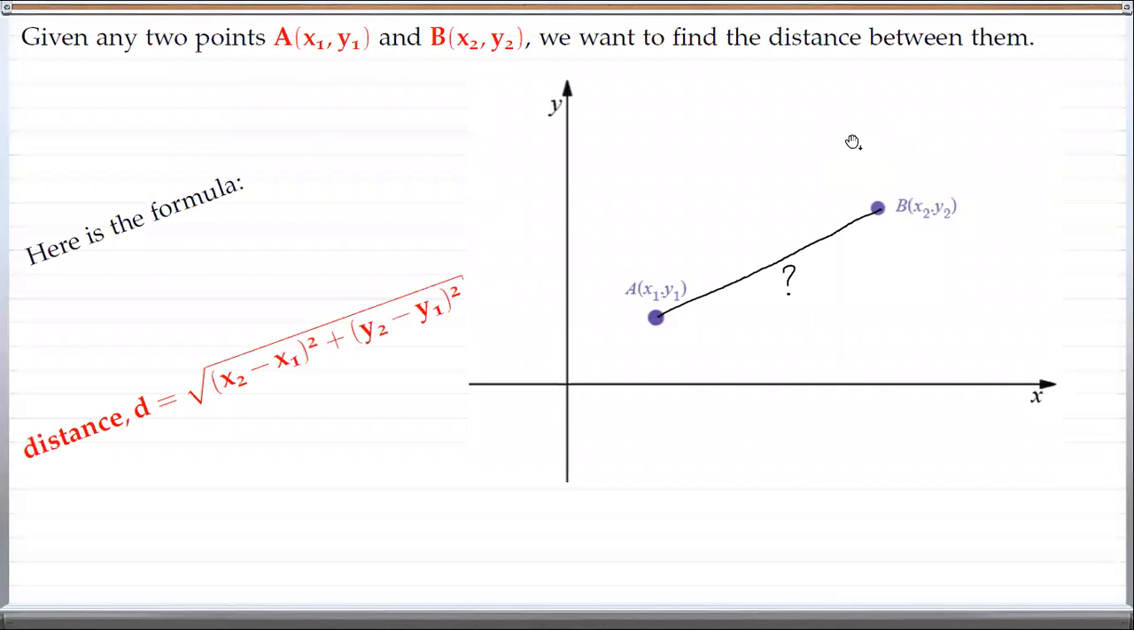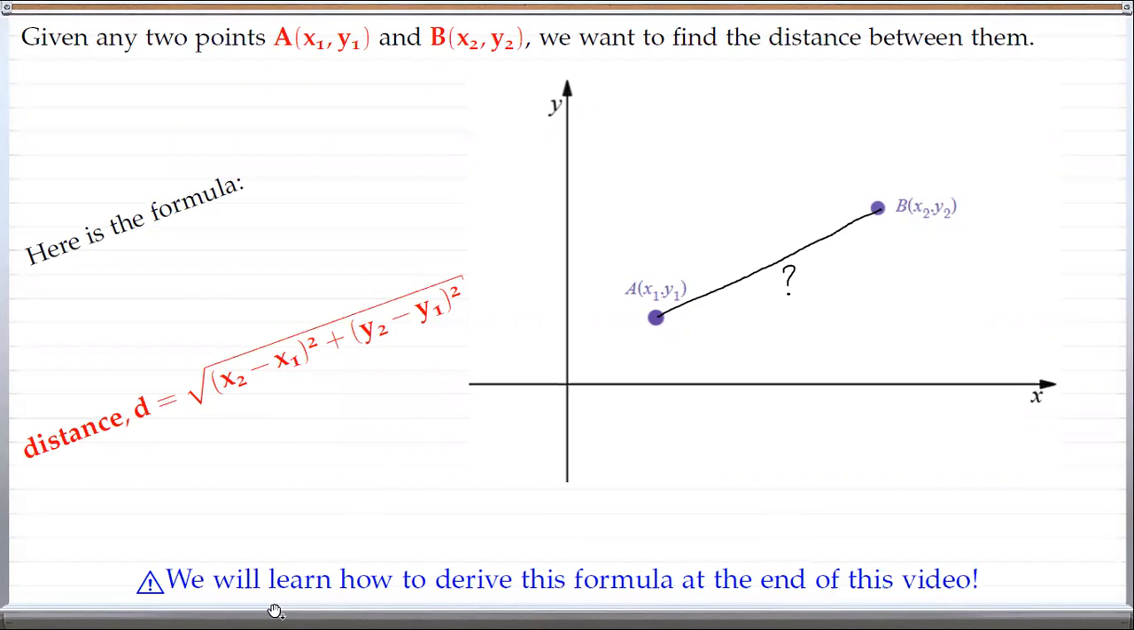And that length is given by this nice formula, square root of (x2 minus x1) squared plus (y2 minus y1) squared. So it's very easy to apply. We just plug in these values, x1, y1, x2, y2 in the formula. Next, we will look at how we can actually do that. And we will learn how to derive this formula at the end of this video.